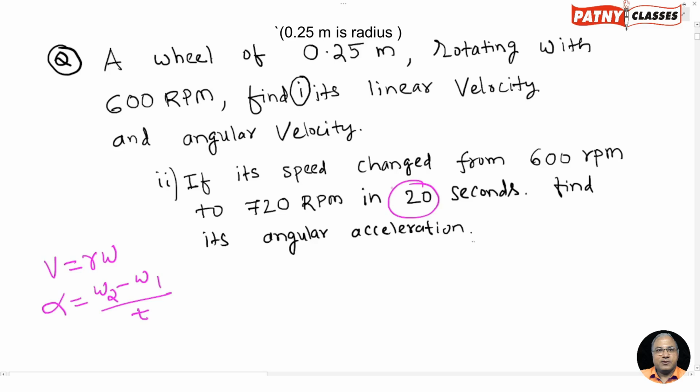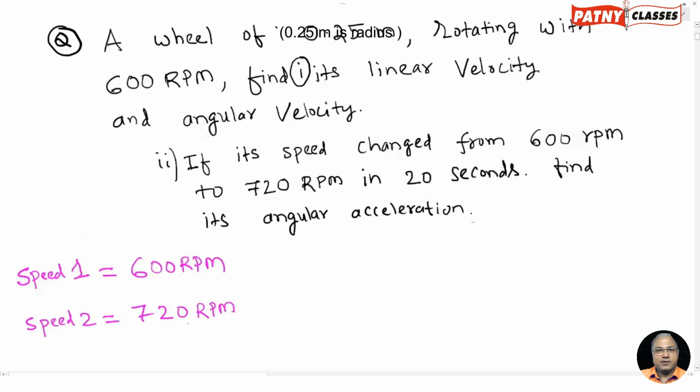So it is very important that angular velocity relates to two physical quantities: one is the linear velocity and another is the angular acceleration. So whenever such questions are given, try to find the angular velocity as step number one. In this example, the starting speed of the wheel is 600 rpm and the final speed is 720 rpm. So let us first find n1, the starting frequency. n1 is given by 600 divided by 60, which equals 10 hertz.